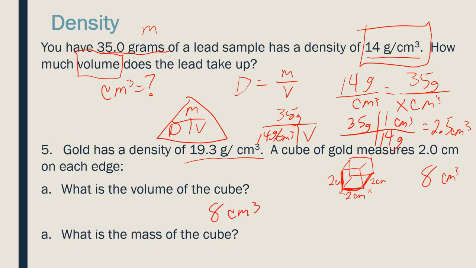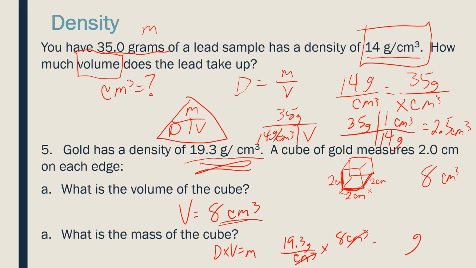If we were in person, I could do all sorts of fun stuff with this, where you could explore with that. But anyway, what's the mass of the cube? If we have the volume and we have a density, we can use this: the mass is equal to density times volume. So density times volume will give us our mass. The density is 19.3 grams per centimeter cubed, and we're going to multiply that by the 8 centimeters cubed. Look at this, centimeters cubed cancels. We get grams. Very nice.